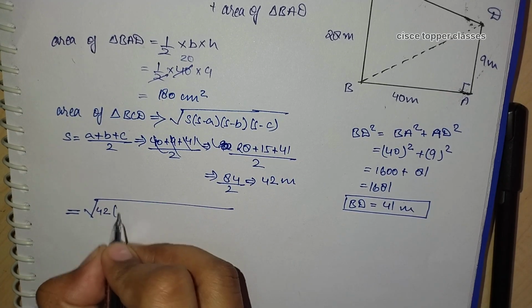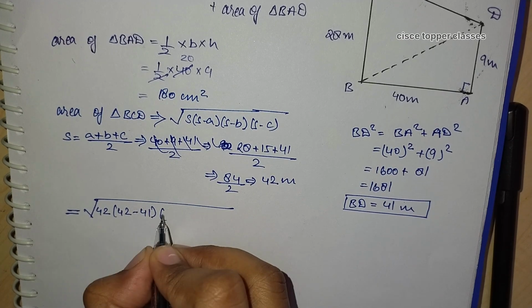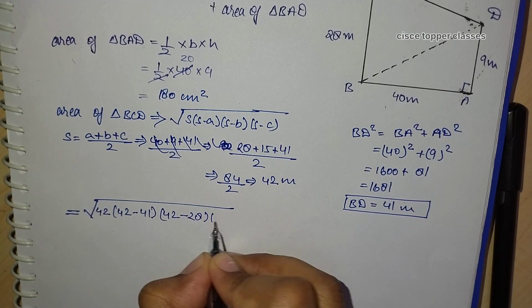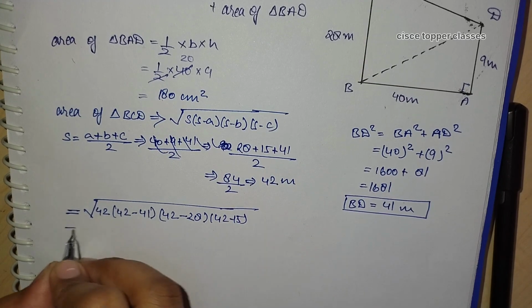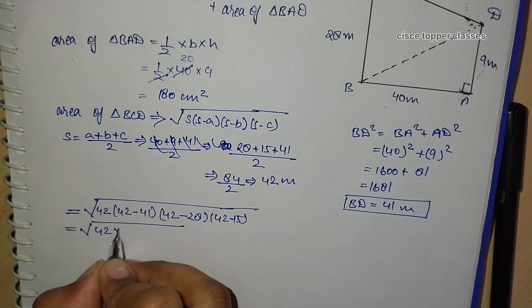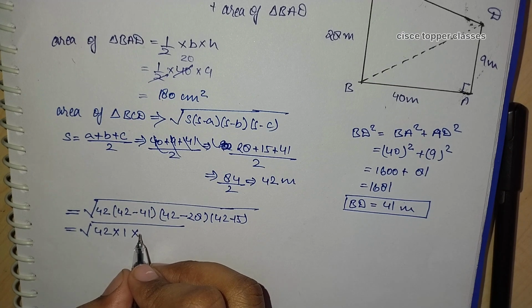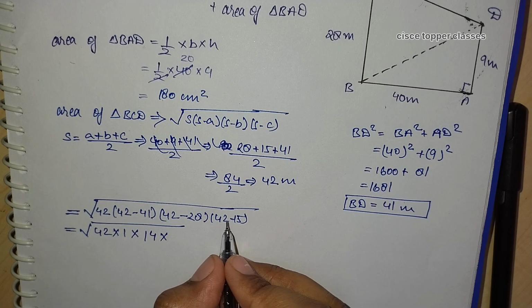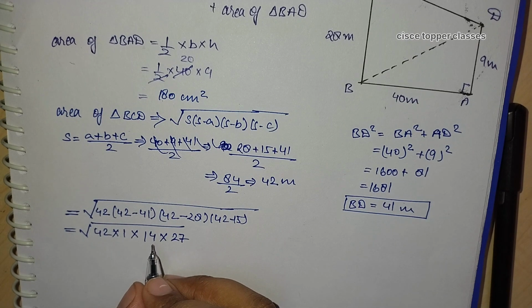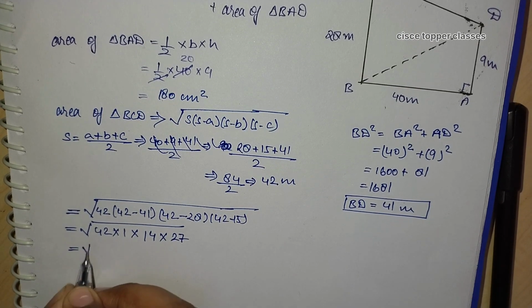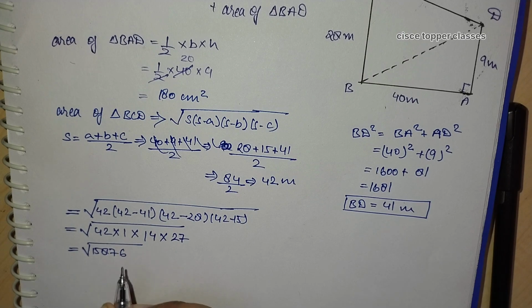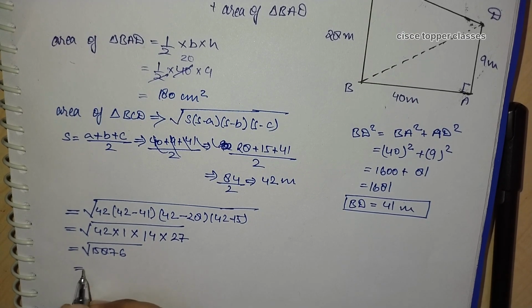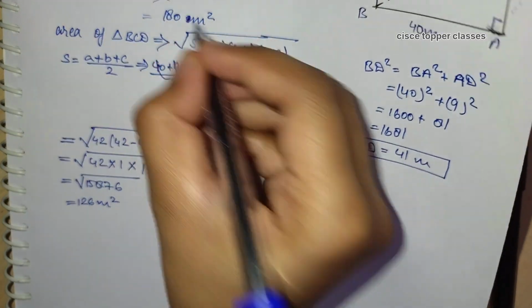We'll put the value in Heron's formula. So this will be 42 minus 41, 42 minus 28 and 42 minus 15. So this will be the square root of 42 into 1 into 14 into 27. We'll multiply this part. So this will be the square root of 15,876. We will take the square root. There will be 126 meter square.